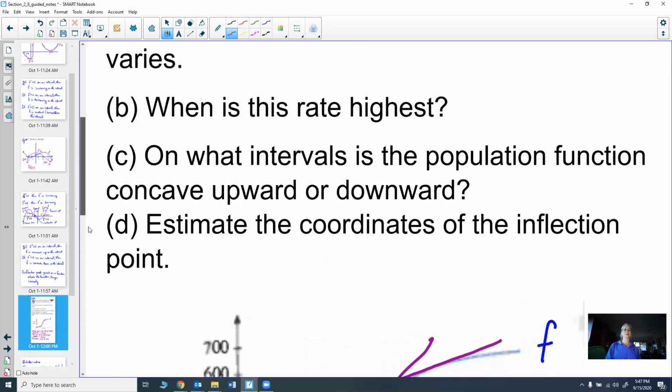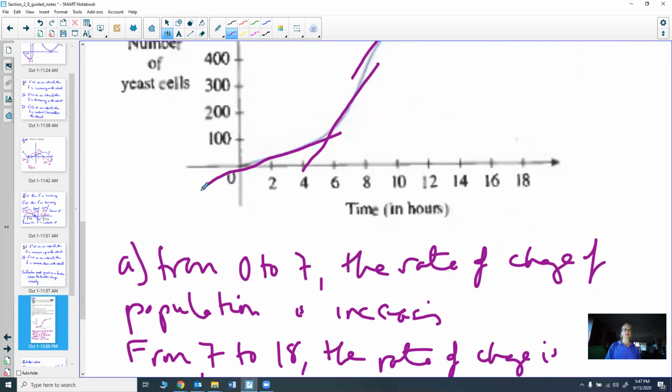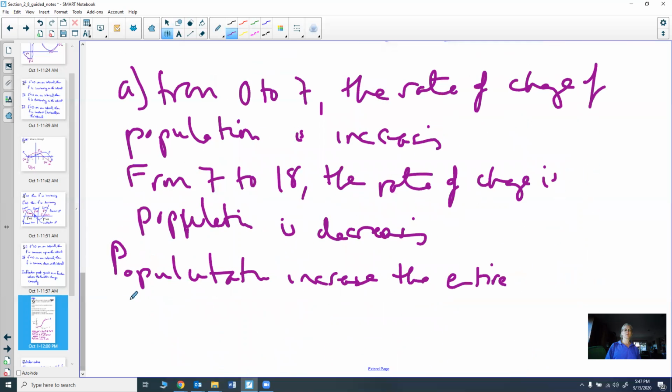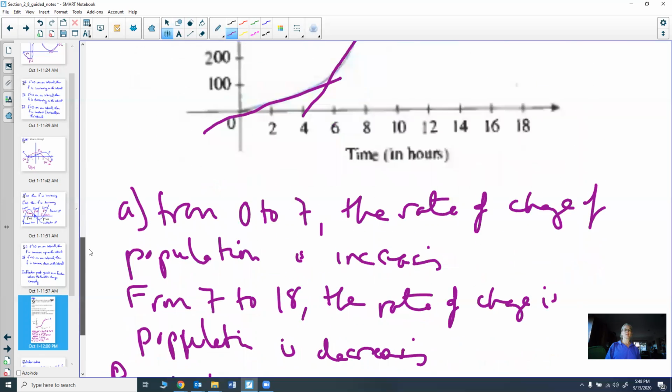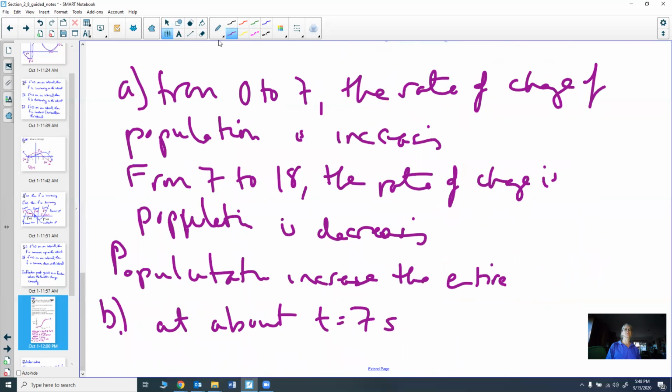When is this rate highest? We kind of answered that, where the rate is positive here, but it's more positive here, and then starts being less positive. So therefore, it's at that inflection point where we change. So it looks like about 7. And this is in seconds, I believe. No, hours, whoops. Make sure you always get your units right. Don't want to mess up your units. So at about 7 hours, it looks like we have the maximum rate of change.